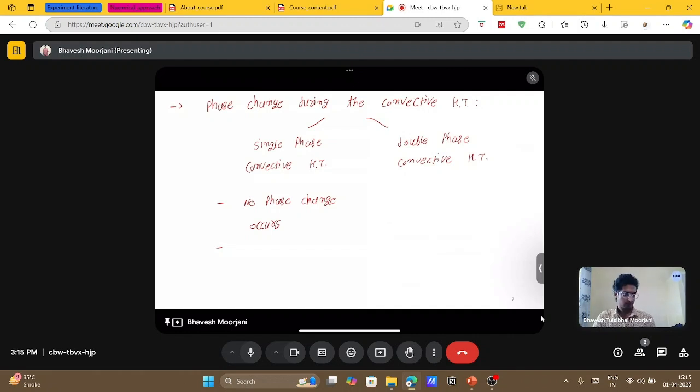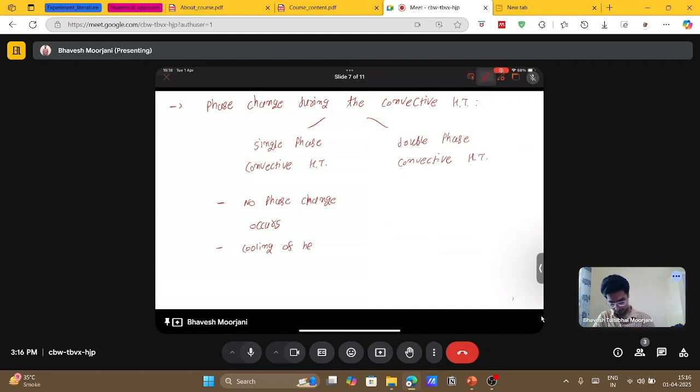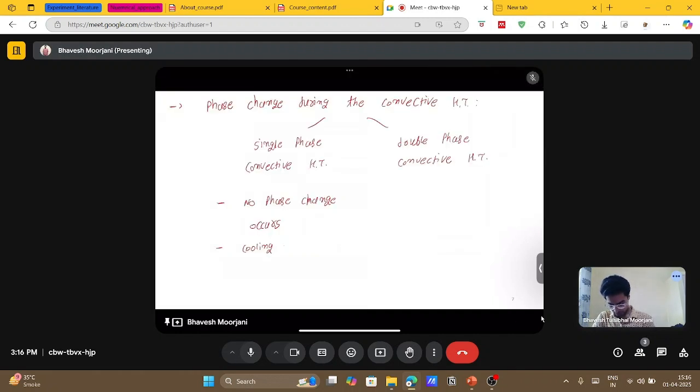So the example could be cooling or heating of a pipeline. Generally, this includes an outer layer of a jacket through which either a heating media or cooling media is passing in the pipeline, which maintains the temperature.